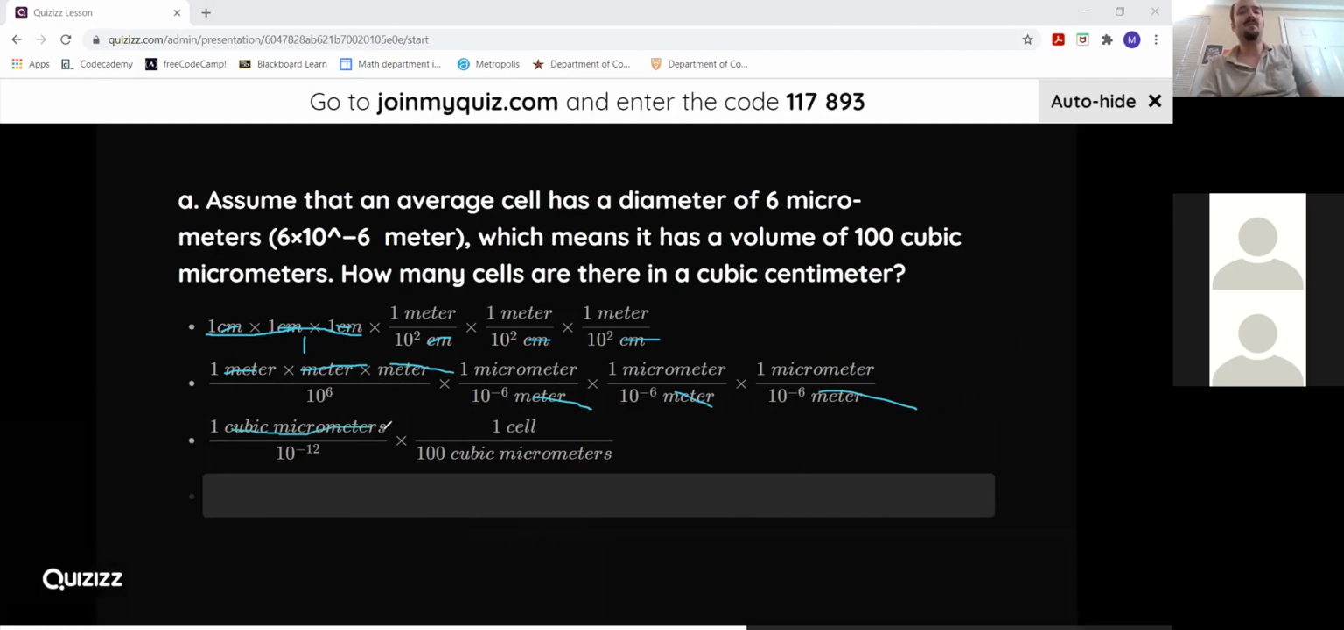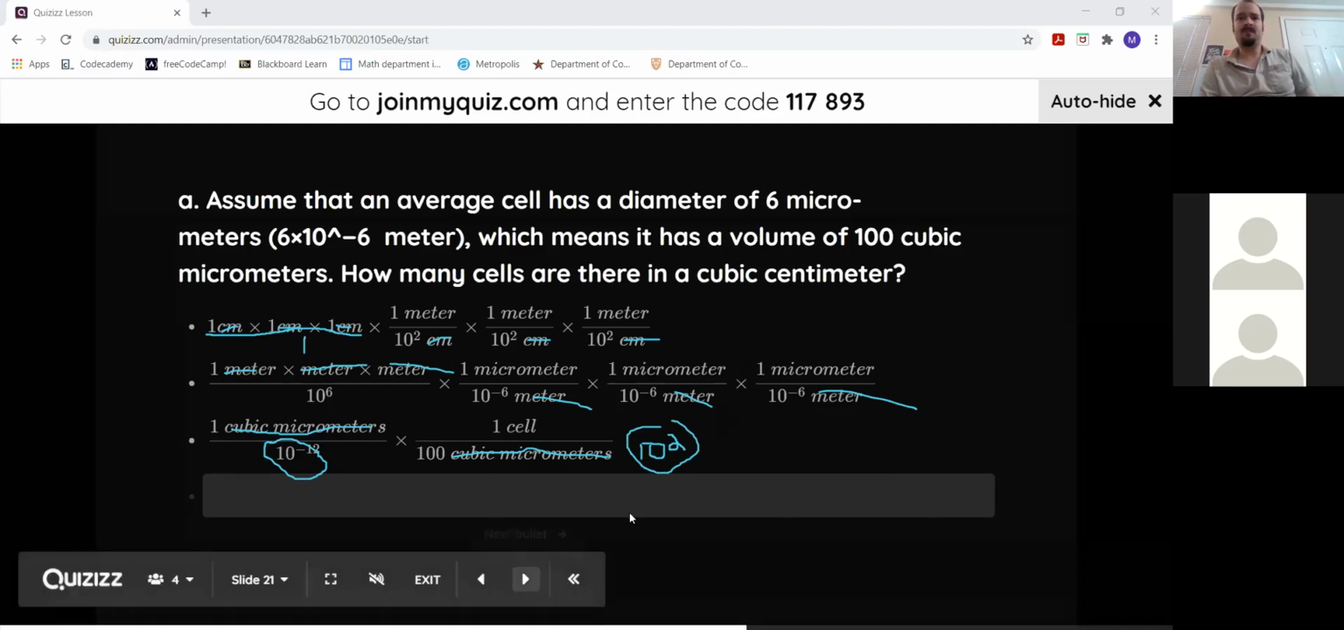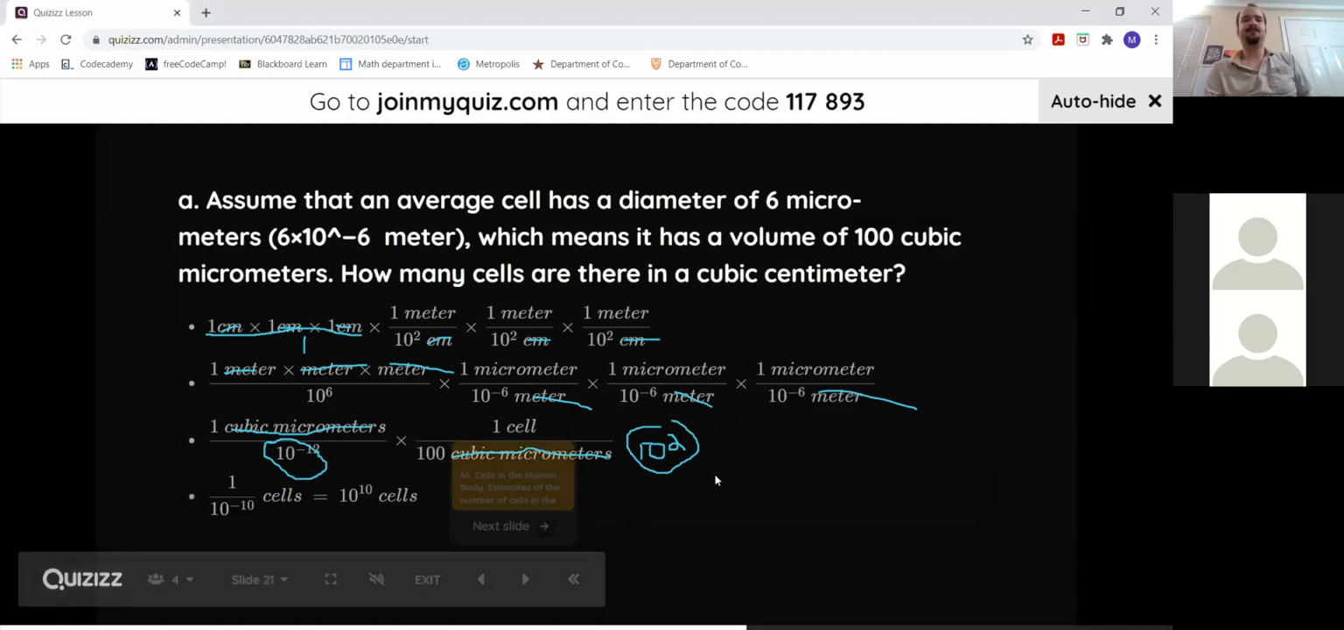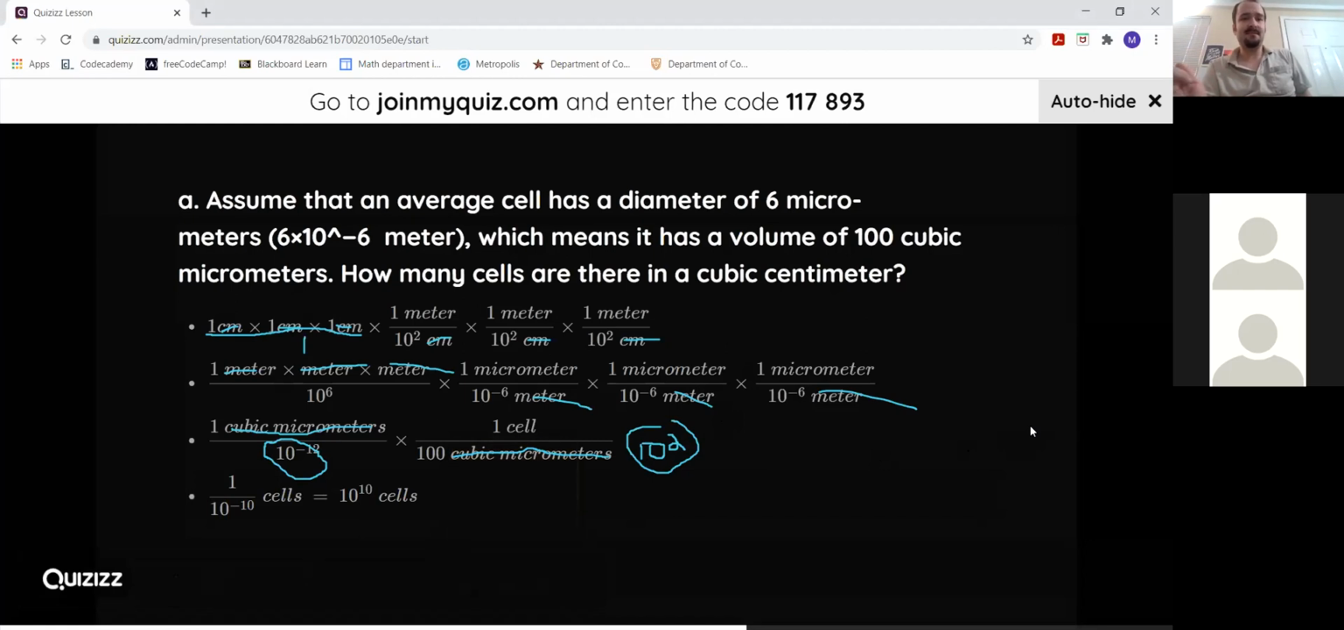From cubic micrometers, I want to go to cells. So cubic micrometers. Now I am in cells. I'm probably going to look at 100 as being 10 squared. So in my brain, I'm just converting anything that's a power of 10, I'm converting it to a power of 10. So what I'm seeing here is a minus 12 plus 2 on bottom. What should give me minus 10?